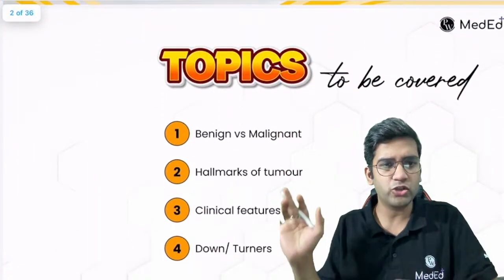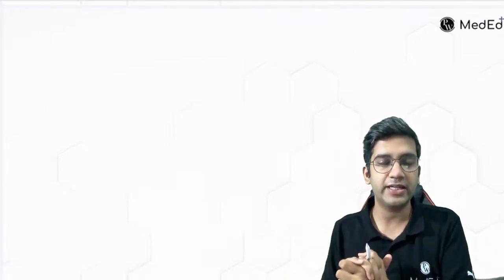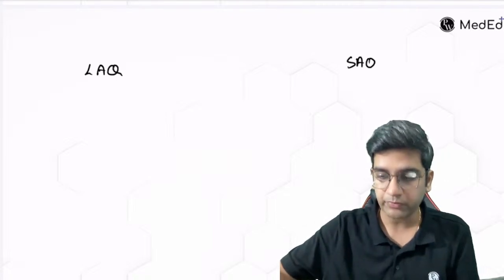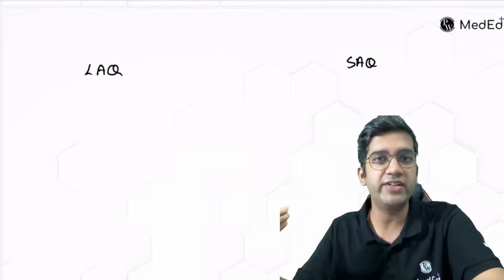I'll be covering these topics: benign and malignant tumors, hallmarks of tumors, the clinical features of malignancy, and also a little bit about the genetic disorders Down syndrome and Turner syndrome, which are probable questions that can come in your university exam, right? We are going to follow the same rule you have been following for the past two classes. What questions can probably come as an LAQ? What questions can probably come as a short answer question? If we have 2 or 3 mark questions, we'll include them whenever we discuss.